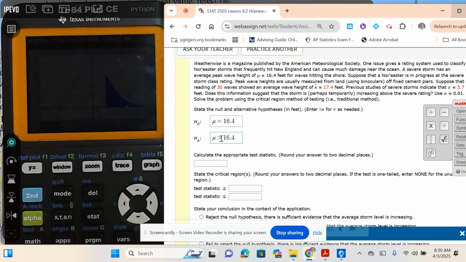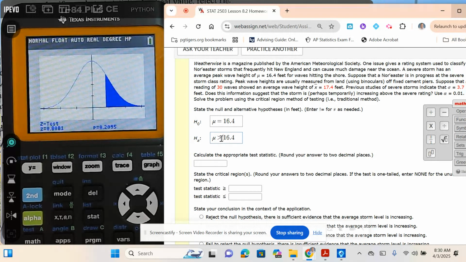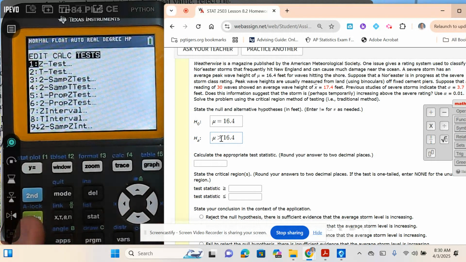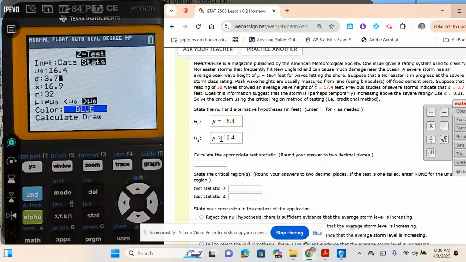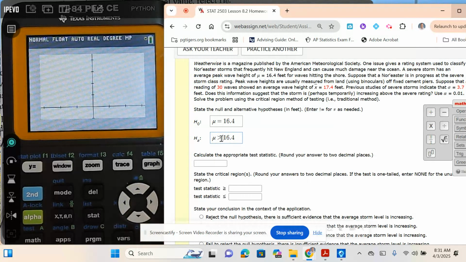Now, how do I do the test statistic? This is a standard normal, so you're going to do a z-test. Okay. And I've got 16.4. My population standard deviation is 3.7. My sample mean is 17.4. My N is 30. And then I'm going to do a greater than. Okay, greater than. I'm going to do draw this time. Greater than. So my test statistic will be 1.48.